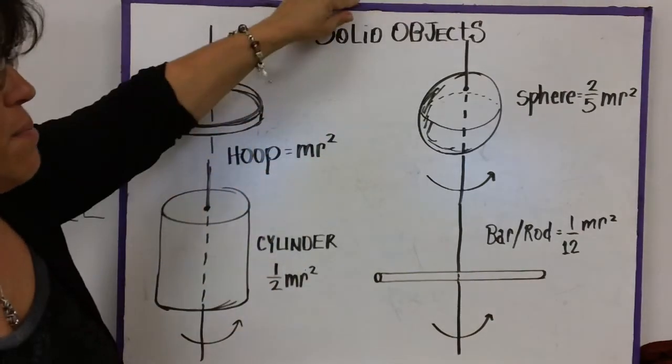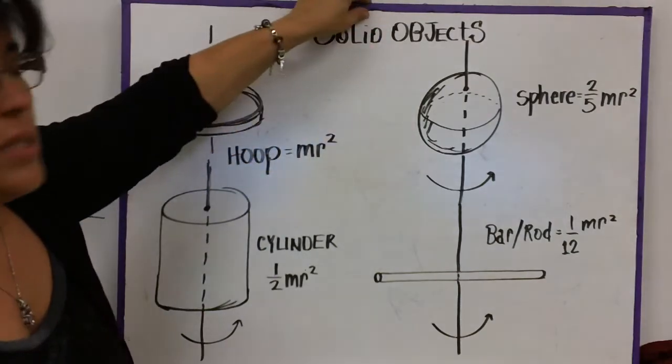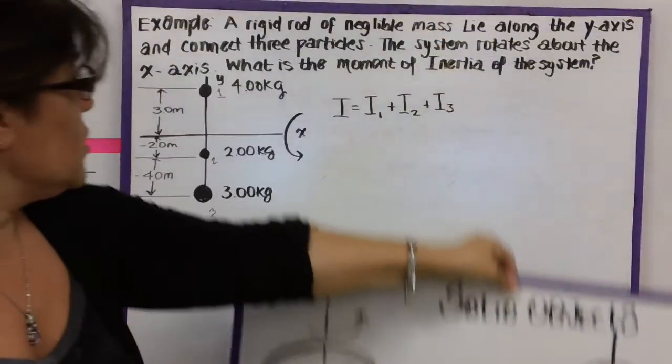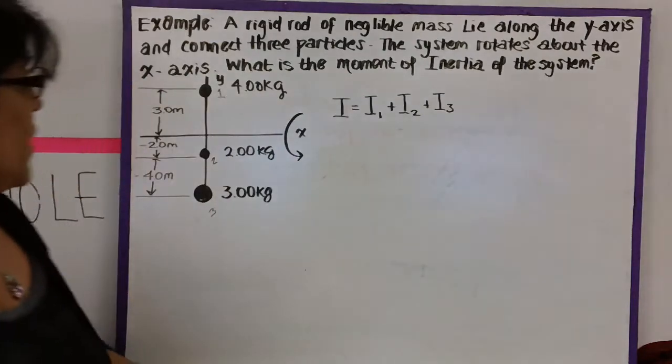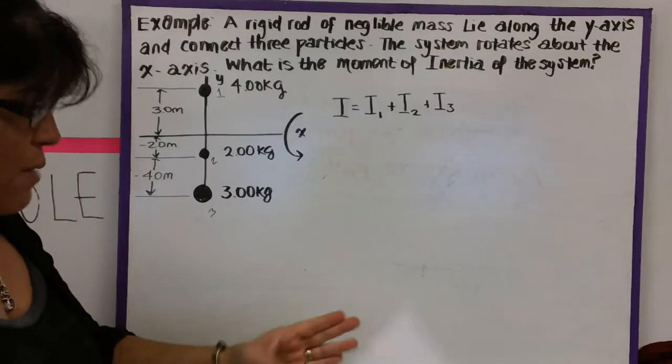And these are things that you would be given, but you need to know when to use those. So let's try an example. Okay, we have this object here, and it's set with 3 particles.